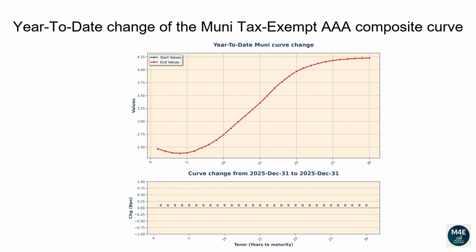The 1-year tenor changed 0 basis points. The 2-year tenor changed 0 basis points. The 5-year tenor changed 0 basis points. The 10-year tenor changed 0 basis points. The 20-year tenor changed 0 basis points. The 30-year tenor changed 0 basis points.